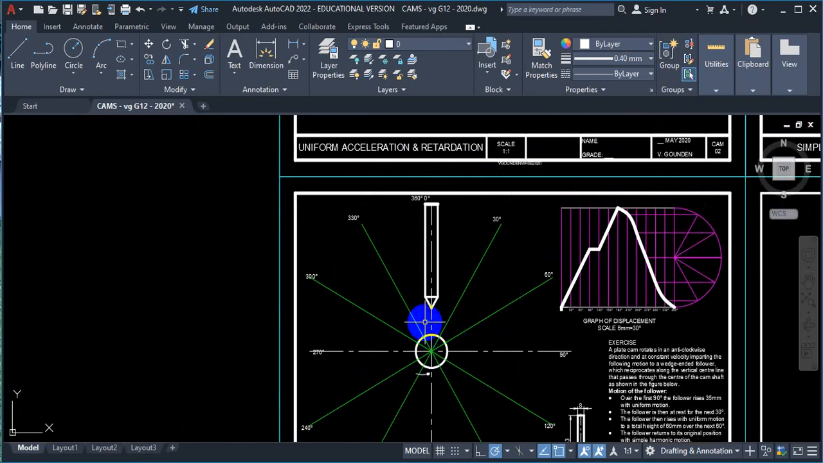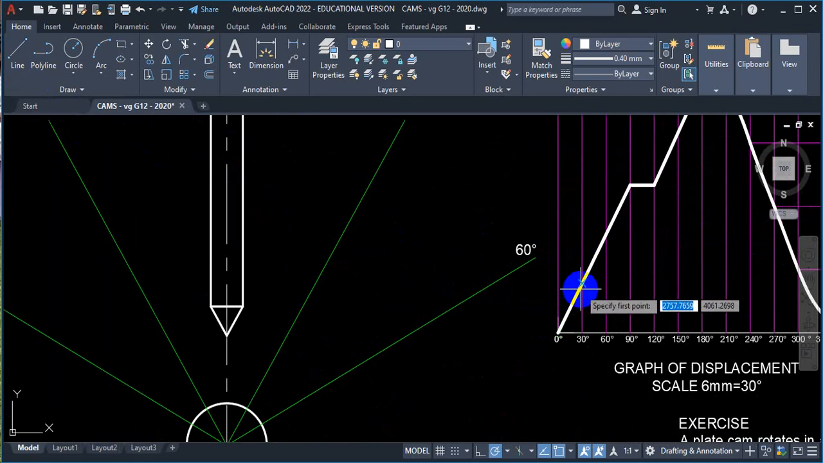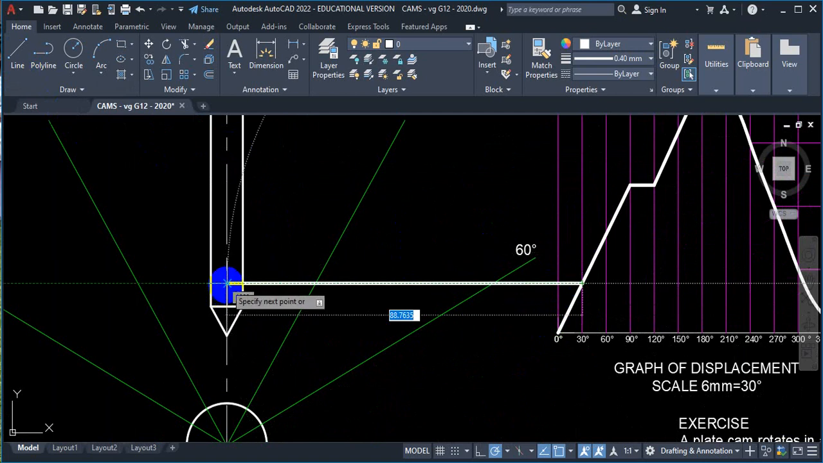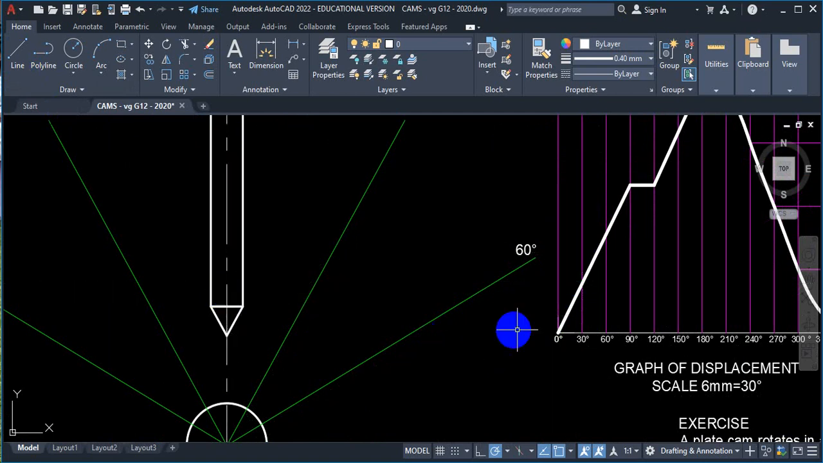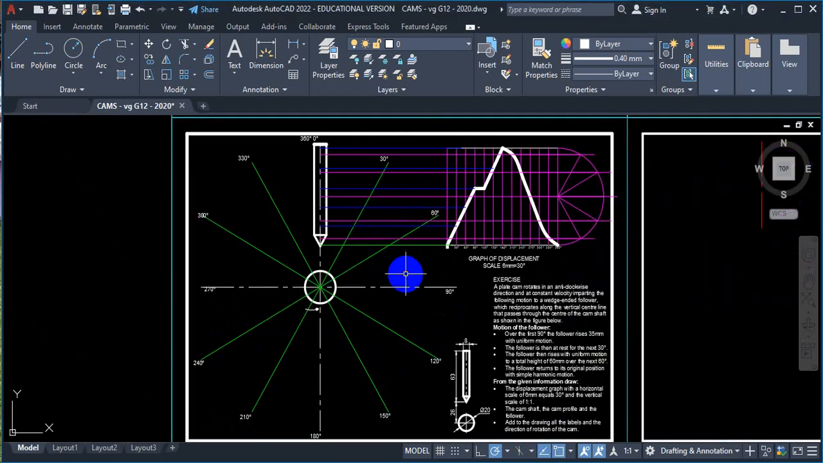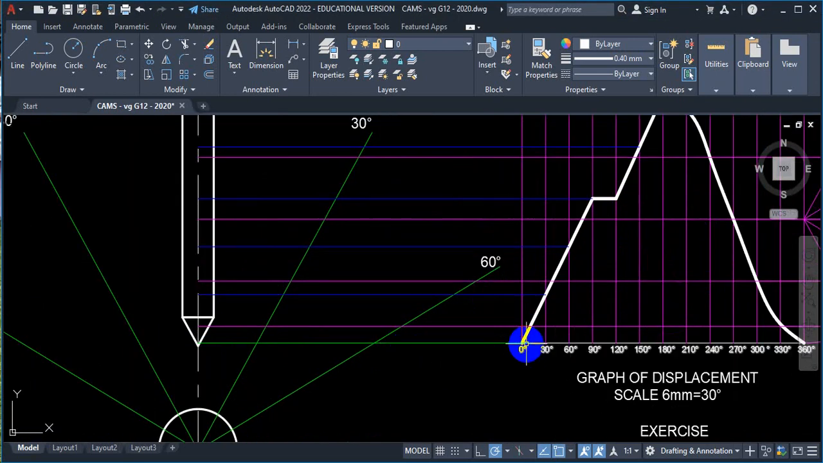Now the next thing that I need to do is project all these points to the vertical line using my T-square. So I'm going to project all these lines from 0, 30, 60, 90, and take all these lines to my vertical line. Then from there, I'll use a compass to take them to their respective degrees.